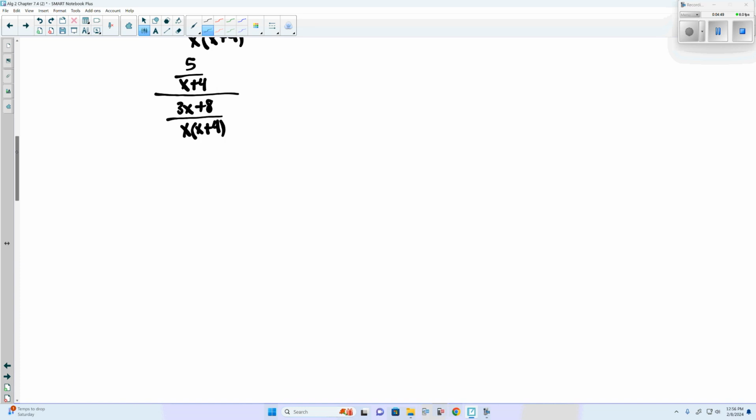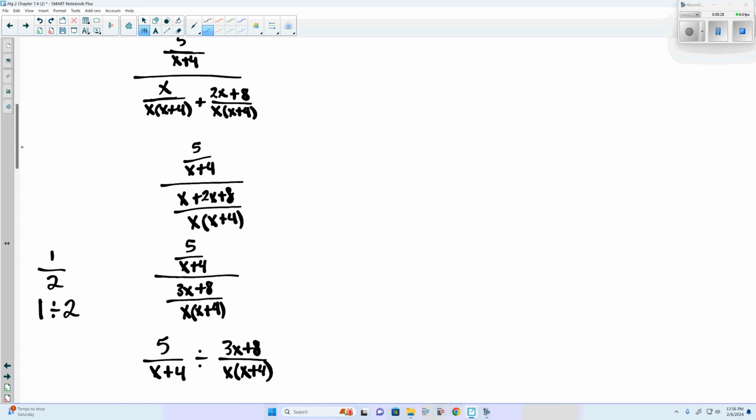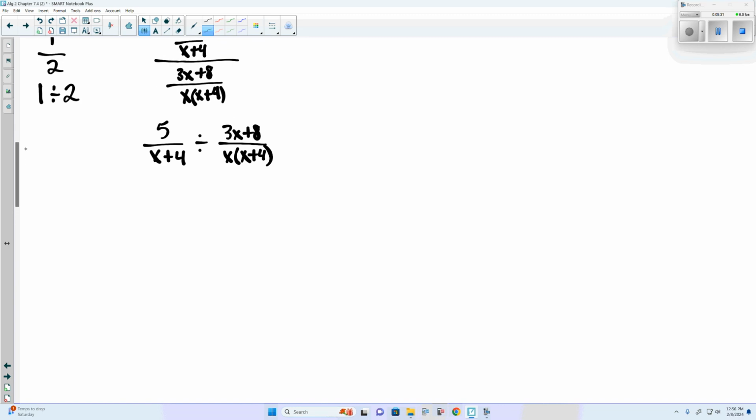Now at this point here, we have 5 over x plus 4 all over 3x plus 8 over x times x plus 4. We have two fractions. Whenever we have a fraction, say 1 over 2, this is the same thing as saying 1 divided by 2. So here, we can rewrite this as 5 over x plus 4 being divided by 3x plus 8 over x times x plus 4. So we're actually dividing the two fractions. That's really what we're saying.